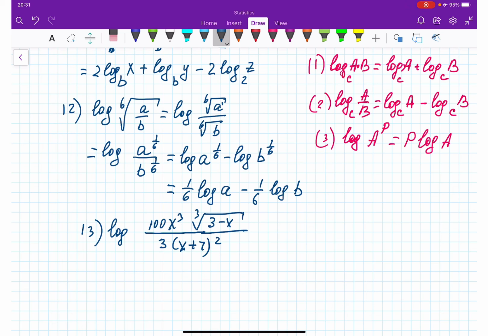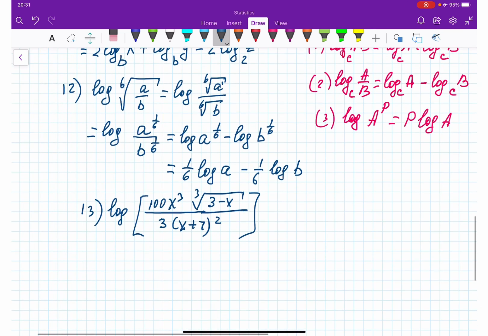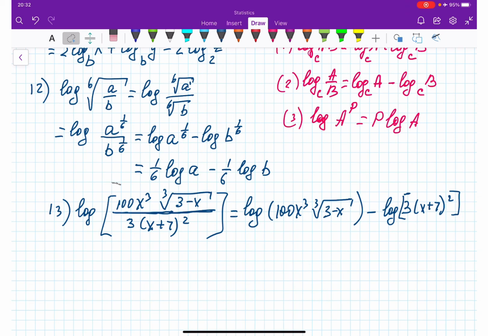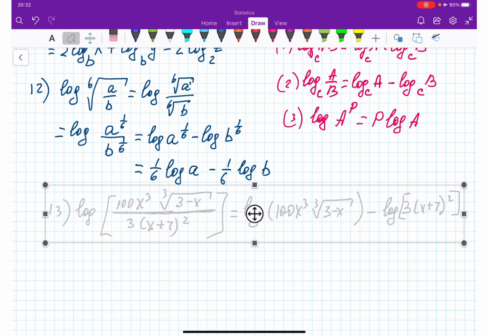So, let's do it. First of all, we are taking care of this division, of this fractional line, which means it is going to be subtraction, since we have division. So that is going to be logarithm with base 10 of 100 x cubed, cubic radical 3 minus x, and this is going to be minus logarithm of 3 times (x plus 7) squared. Yes?